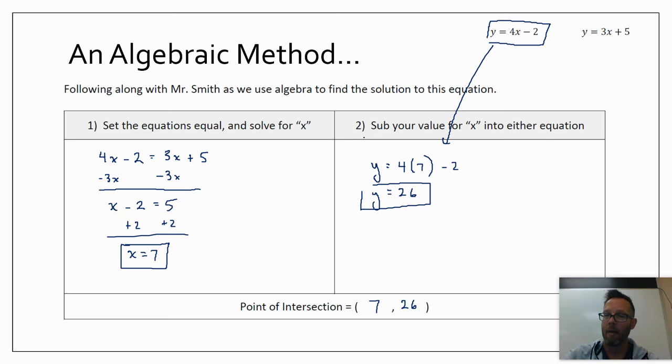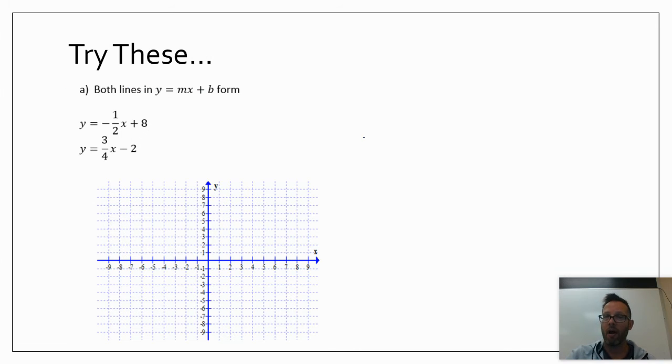I've kind of teased a method here, but ultimately for today, what I want you guys to be able to do is solve a linear system by graphing. It also just gives us a bit more time to review those linear relation skills. So I want you guys to try these.